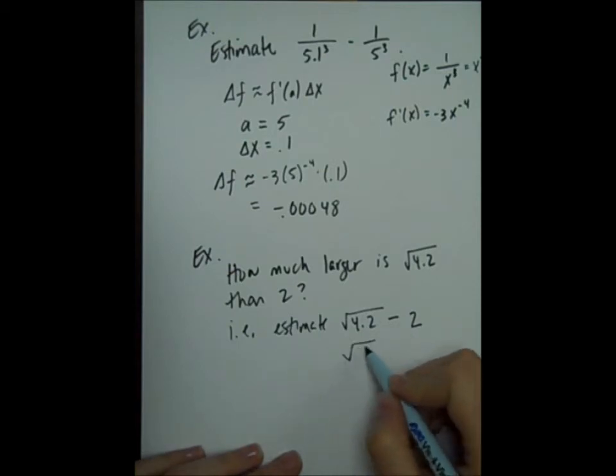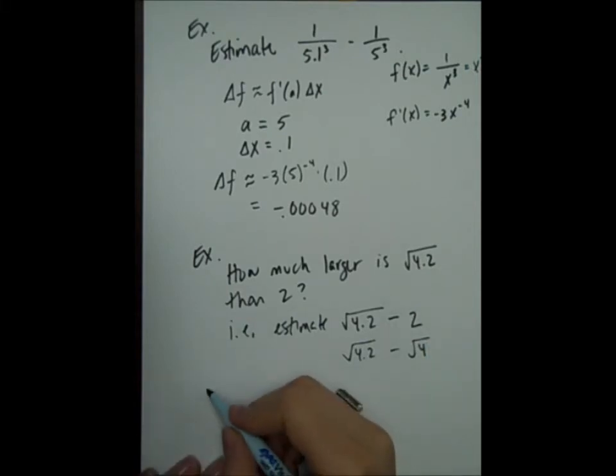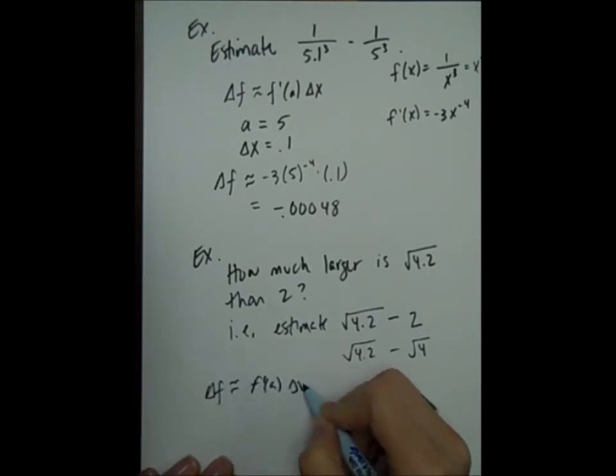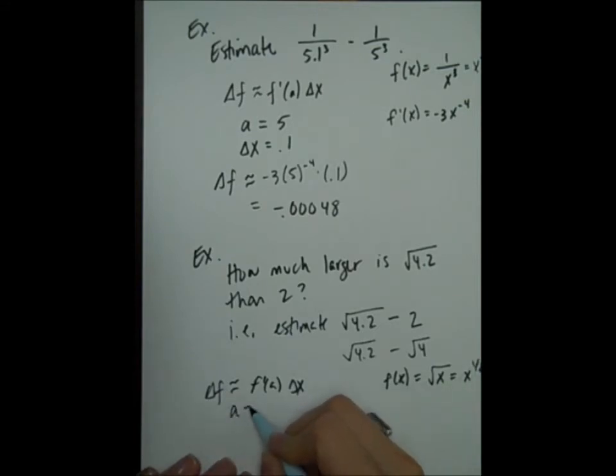I'm going to write 2 slightly different. We had the square root of 4.2. 2 is the square root of 4 because now they look similar. So just like we did with the previous example, we're talking about the change in a function value. Well, I need a function if I'm going to do that. So what function does it look like I'm using here? Looks like the square root of x, which is x to the 1/2. Now I need a, and I need a delta x.